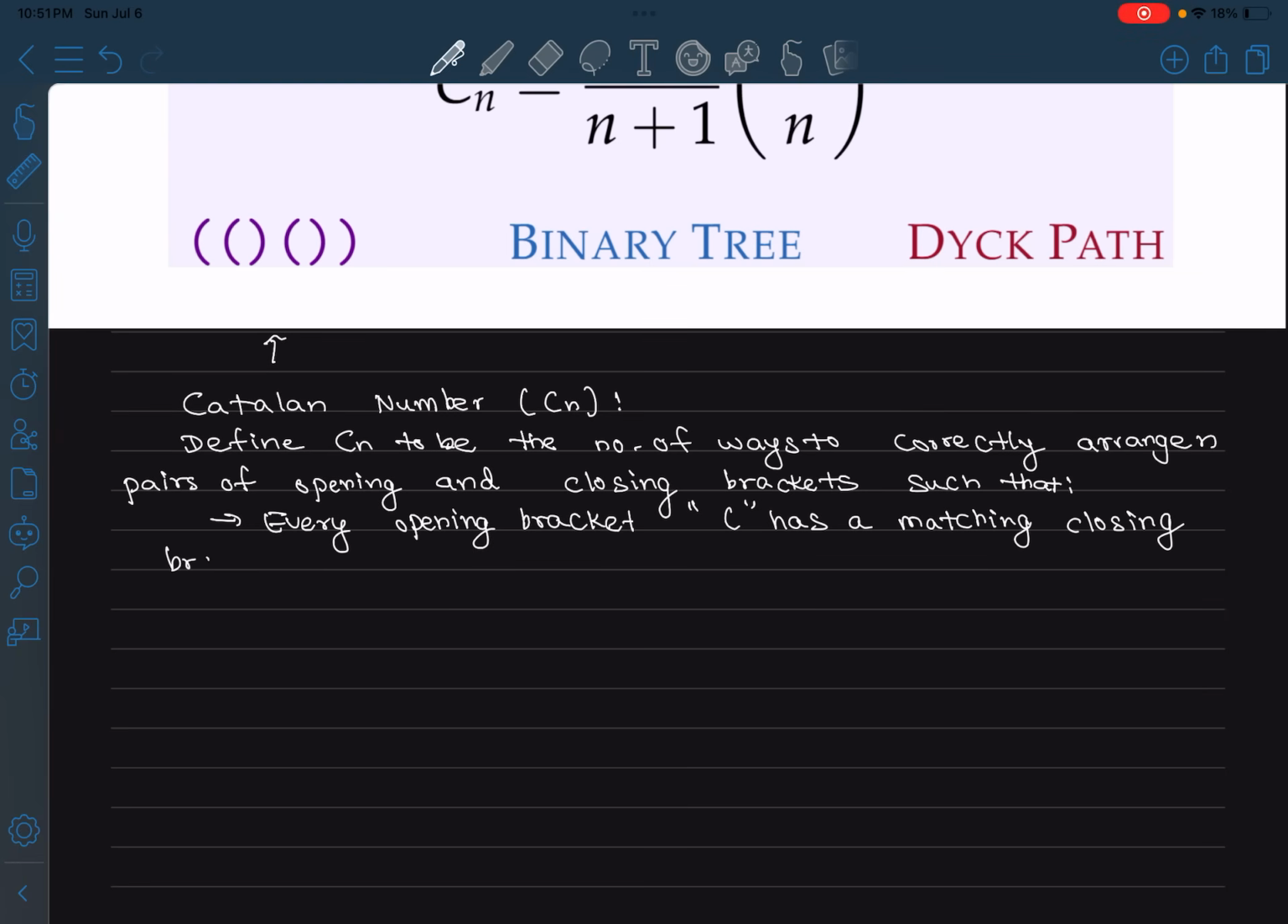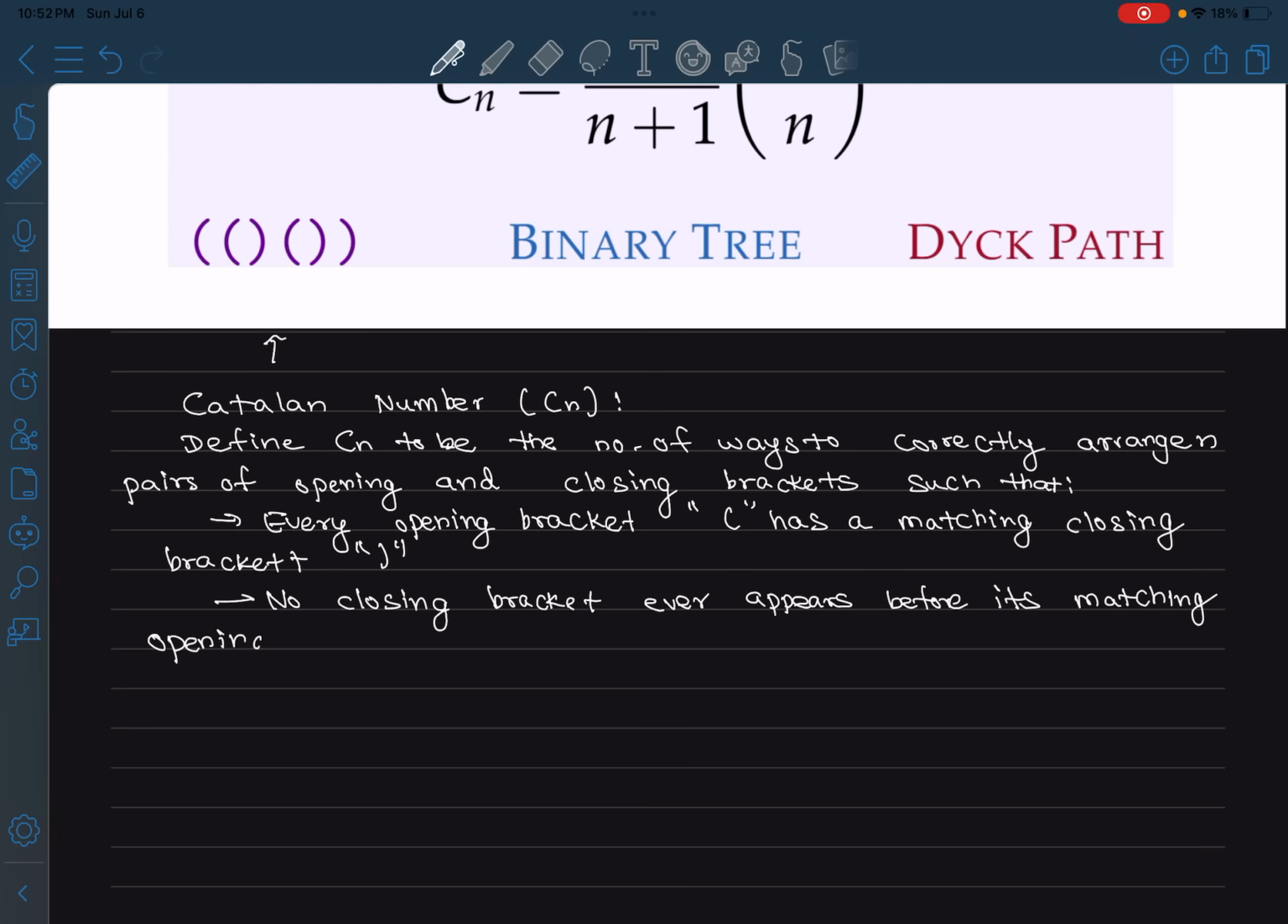right, and no closing bracket ever appears before its matching opening one, right? So I guess the definition is clear. Let me show you a few examples, right?